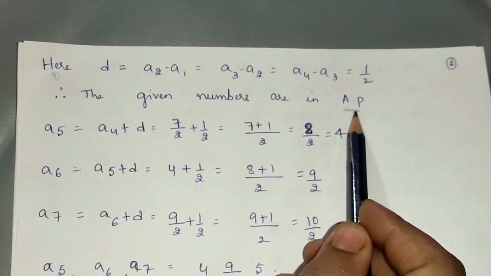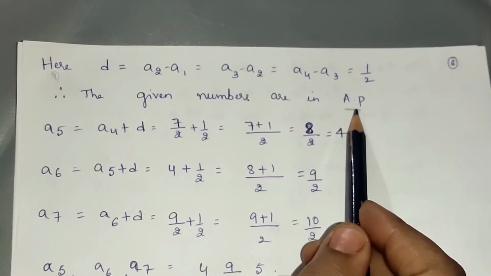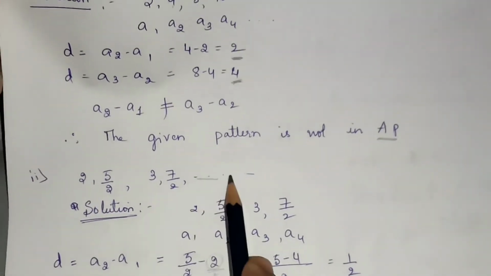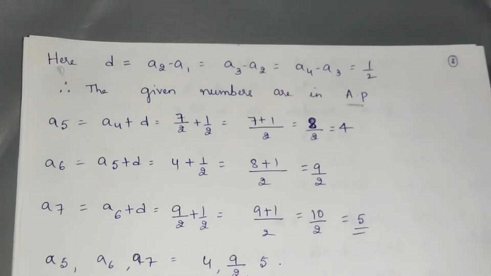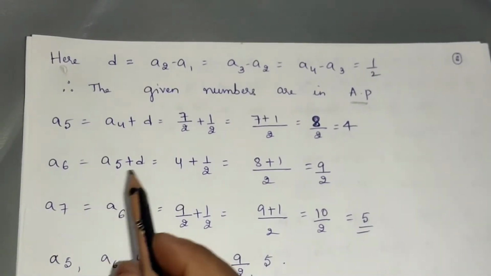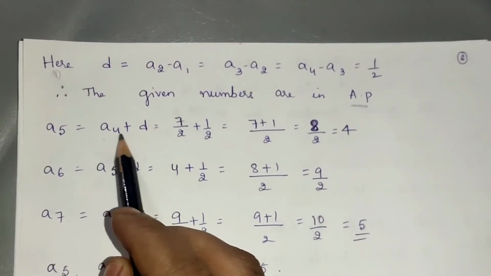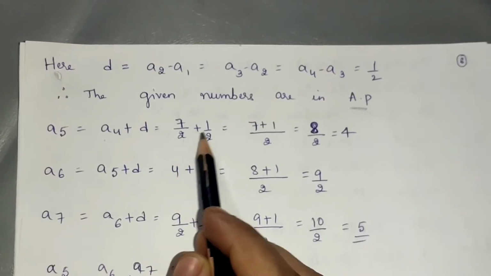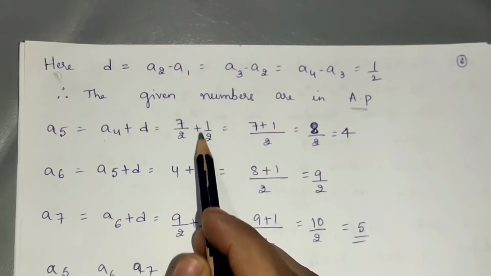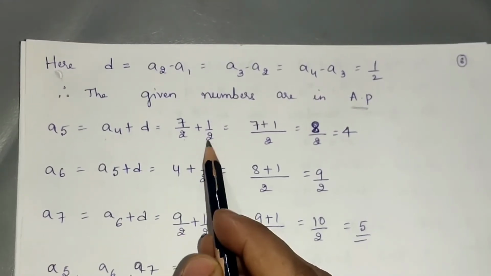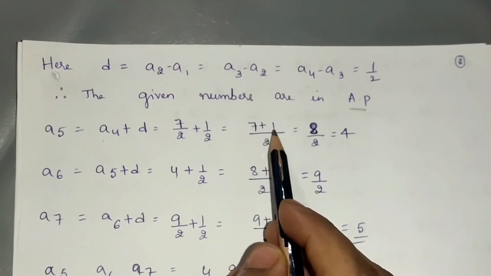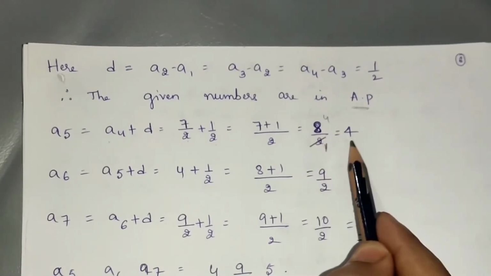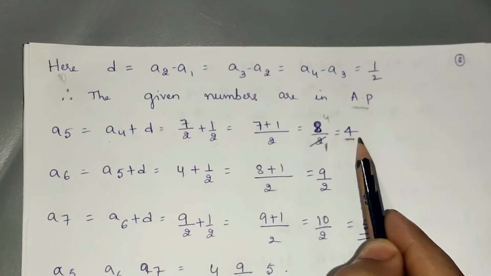If the given numbers are in AP, the next step is to find out 3 more numbers. Already they were given 4 numbers. Now, the remaining 3 numbers you are supposed to find. What is A5? A5 can be written as the fourth term plus the common difference. The fourth term was 7 by 2, add 1 by 2 to it. 1 by 2 is the common difference. Since the denominator is common, add the numerators, you will get 8 by 2. 2 fours are 8. Then the fifth term is 4.